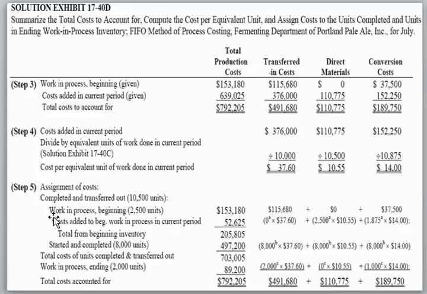Assignment of costs for the completed and transferred out, we multiply the cost per equivalent unit for each of transferred in cost, direct material and conversion cost for the work in process beginning and completed and transferred out, and also started and completed and work in process ending, and adding all these for transferred in cost, we will get total costs accounted for, which will be 491,680 for the transferred in cost and 110,775 for the direct material and 189,750 for the conversion cost.